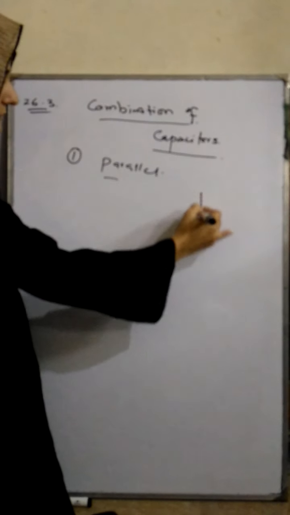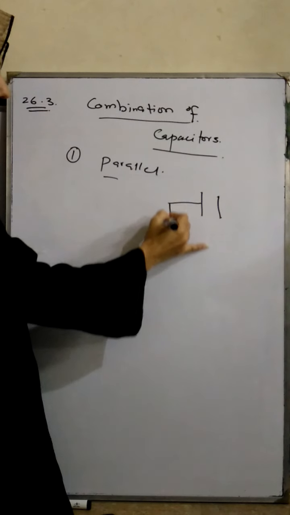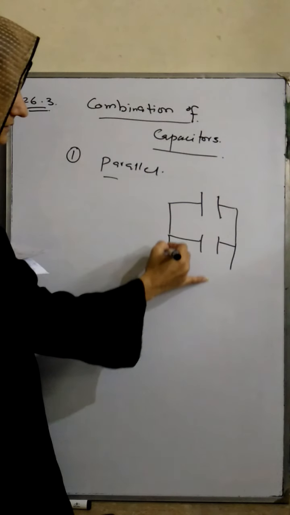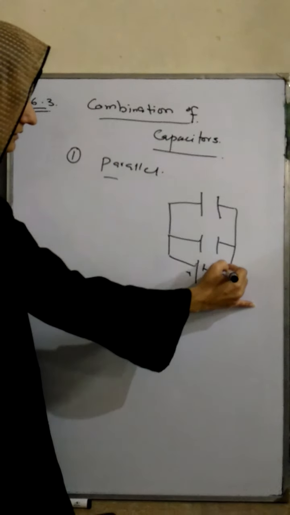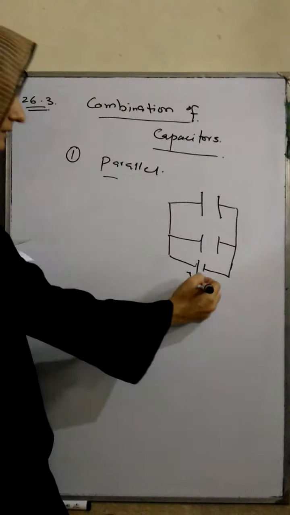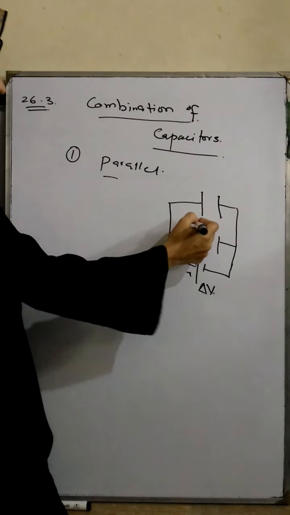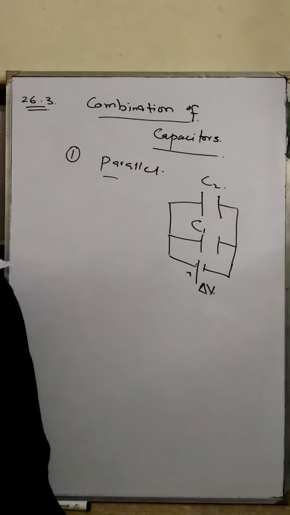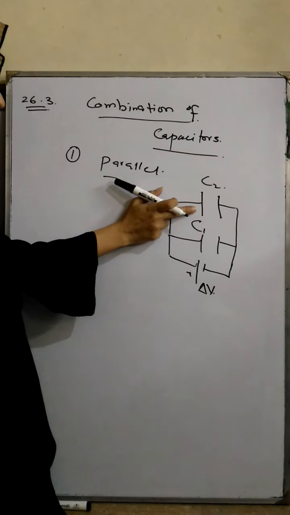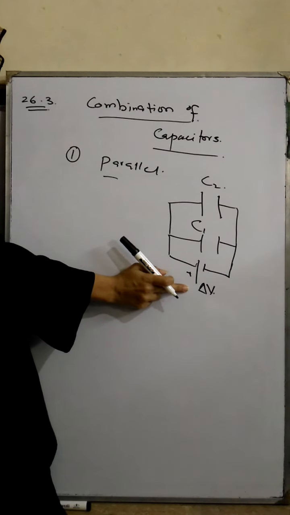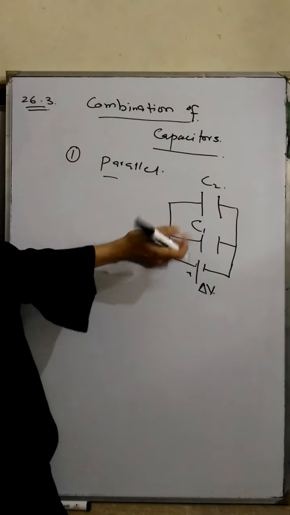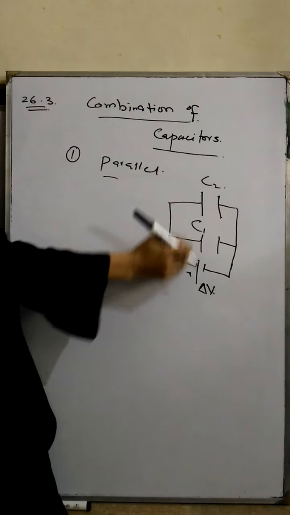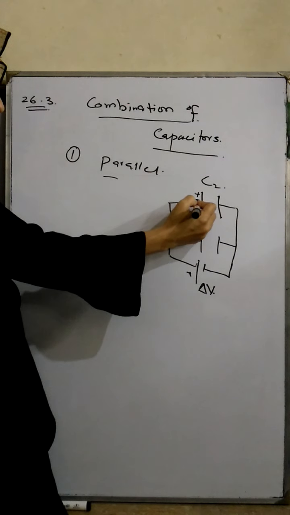Suppose I have these two capacitors connected in parallel. This is source, this is C1, this is C2. Now we know that if we connect a conducting plate with the positive terminal of the battery, naturally all the electrons, they will be attracted towards the positive terminal of the battery, leaving the plate positively charged.